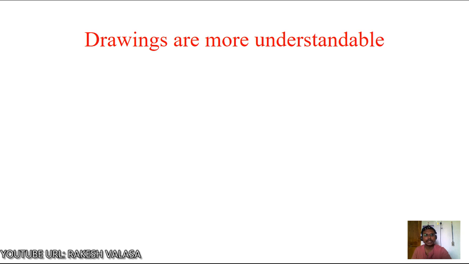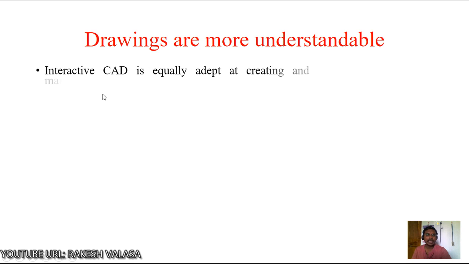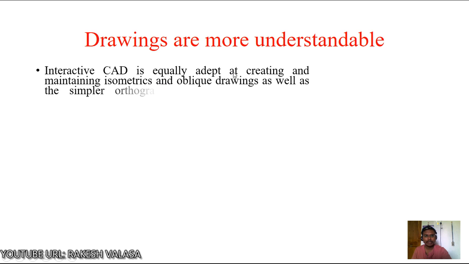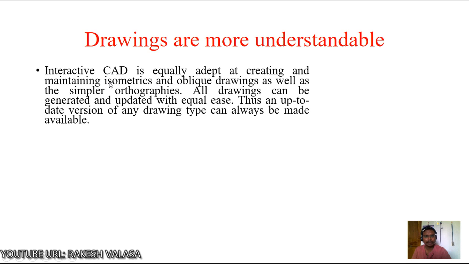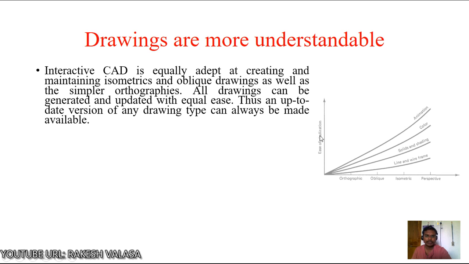The last one is drawings are more understandable. Interactive CAD is equally adept at creating and maintaining isometrics and oblique drawings as well as the simpler orthographics. All drawings can be generated and updated with equal ease, thus an up-to-date version of any drawing type can always be made available. We can see one graph here. Horizontal axis showing different types of drawing, that is orthographic drawing, oblique drawing, isometric drawing, perspective drawing. In vertical axis showing ease of visualization.